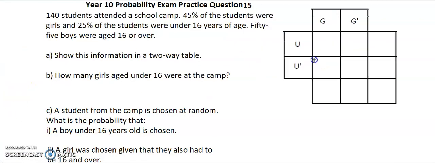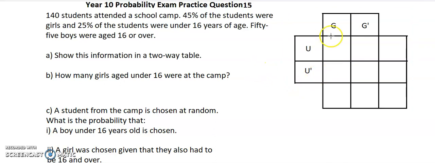So to start off, I must build a two-way table where I've got girls and not girls, underage and not underage. Now the first thing I'm going to look at is that 55 boys were aged 16 or over. Boys, so they're not girls, and they are not under, so I put 55 here. Next thing I know is there's 140 students in total, so that will be my total, 140. Now we need to do some calculations.